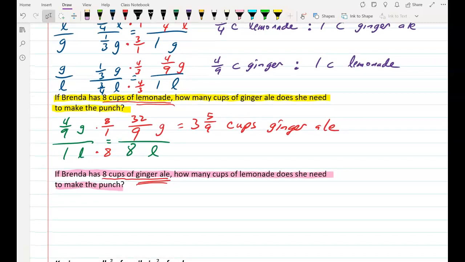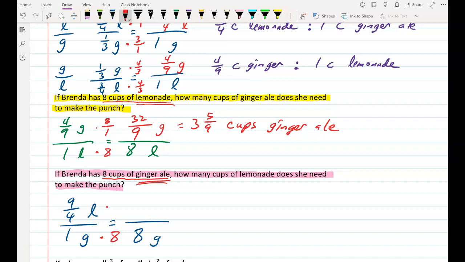So, I know that for every 1 cup of ginger ale, I'm going to use 9/4 cups of lemonade. So, I want 8 cups of ginger ale. How do I change this? Well, 1 multiplied by 8 equals 8 cups of ginger ale. 9/4 cups of lemonade times 8. 8 over 1, because it's a fraction.